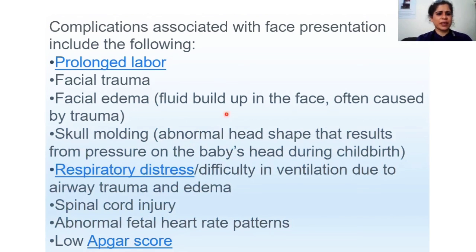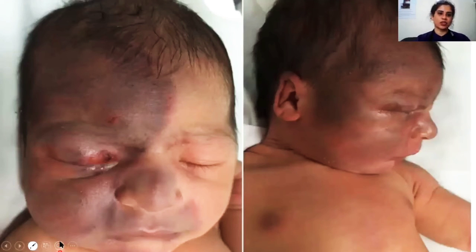I've just made another slide telling the complications, and they are almost the same. They can be prolonged labor, facial trauma, facial edema, skull molding, respiratory distress, spinal cord injury, abnormal fetal heart rate pattern, and a low APGAR score. This is just a picture. The baby was delivered by face presentation. I've just taken it from a source. You can see the bruising, and there is edema of one of the eyelids. So these are some of the common complications which we encounter in face presentation.